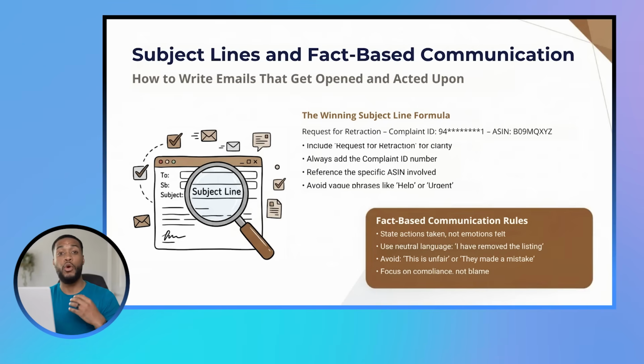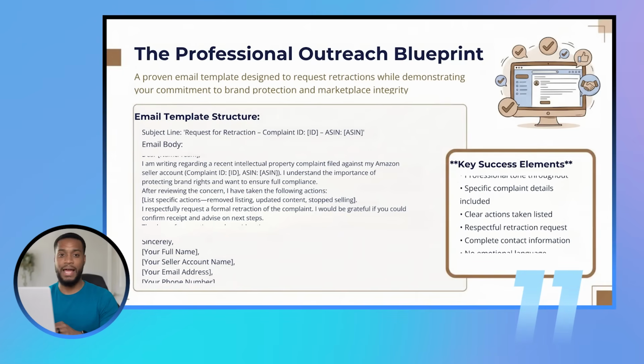You have to understand that you are making it easy for them to say yes. Okay, now let's break this down. The gentleman's agreement. Sometimes you have to offer to stop selling the brand entirely in exchange for the retraction. It's a trade-off. You give up one listing to save your entire account. Amazon does not care about your inventory. They just want the dispute settled.